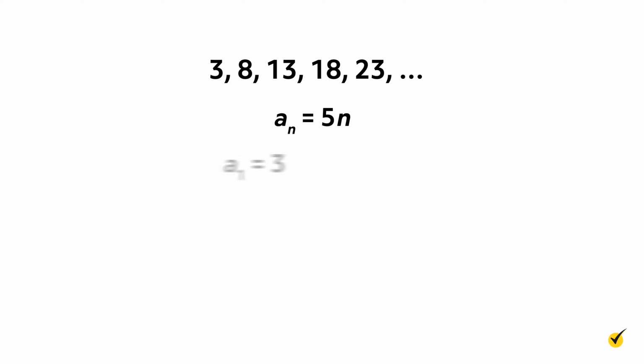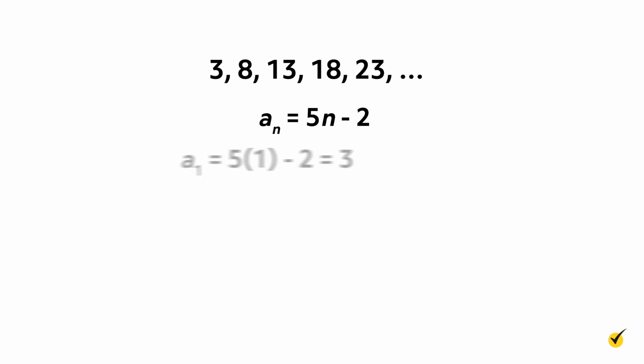But we also know that the first term is 3, which is not 5, but 2 less than 5. That is, a sub 1 is equal to 3. To make this work, we can just subtract 2 from 5n, so a sub n is equal to 5n minus 2. Let's check this formula to be sure that it works for the sequence.